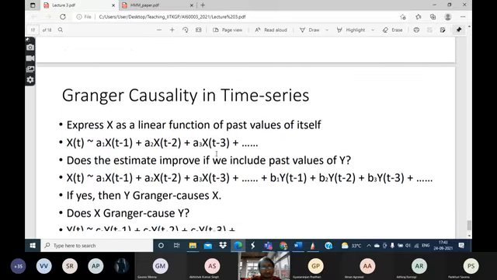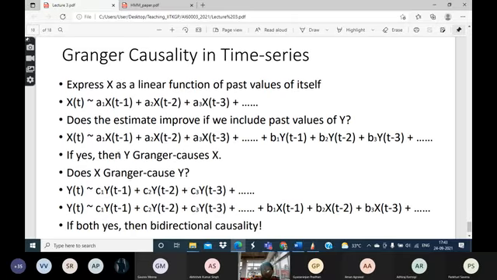Okay. So now if we are given two time series x and y, like say the GDP time series and the emission time series, and we are asked which is the cause and which is the effect, or is there a mutual relationship between them? What we will do is we will try to see if x can be expressed in terms of past values of y. If yes, then y Granger causes x.